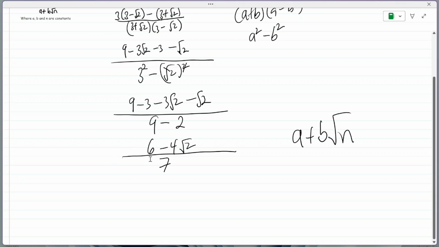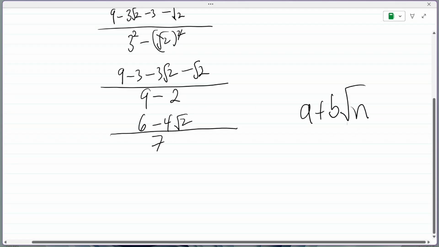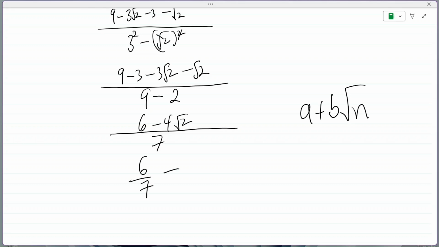Now at this point, when you have it like this, you can't just cancel out. What you do is, since the 7 is dividing both the constant, which is 6, and the surd, which is minus 4 root 2, you give them their separate 7s. Or you say you divide them by their separate 7s. So you have 6 over 7 minus 4 root 2 over 7.